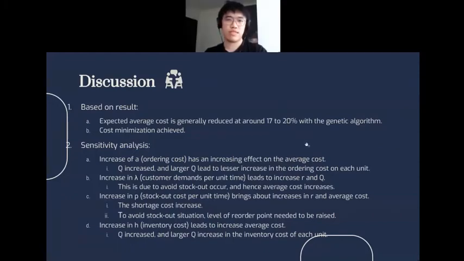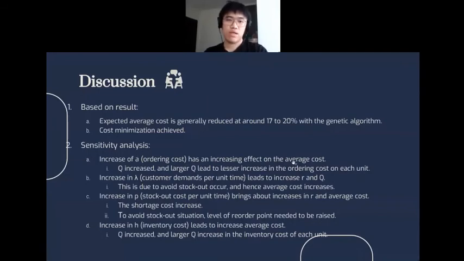Next, we would like to do some sensitivity analysis on this QR policy. First, when we increase the order quantity, the larger order quantity will lead to an increase in the ordering cost on each unit, and hence we will have an increasing effect on the average cost. Secondly, an increase in the customer demand per unit time will increase the reorder point and the order quantity. It is to avoid stock out from occurring, and hence the average cost will increase.